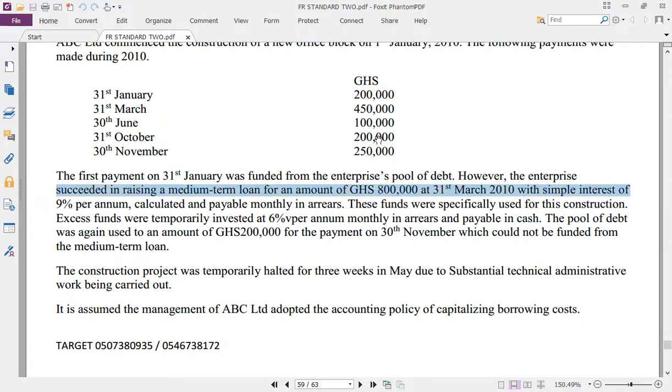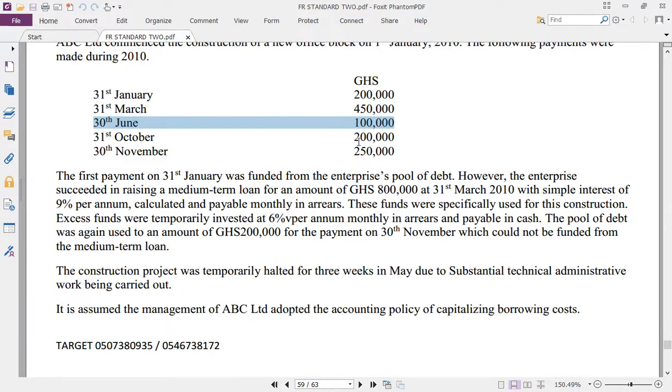Okay, let me start all over. The first payment was made out of the general pool of fund. Second payment was made out of the specific loan that they took from the bank, which is 800,000, and they spent 450. So there was a surplus of what? Probably 350, right? Perfect. Then what happened next is they spent another 100, making 550. Okay, there's a surplus of 250.